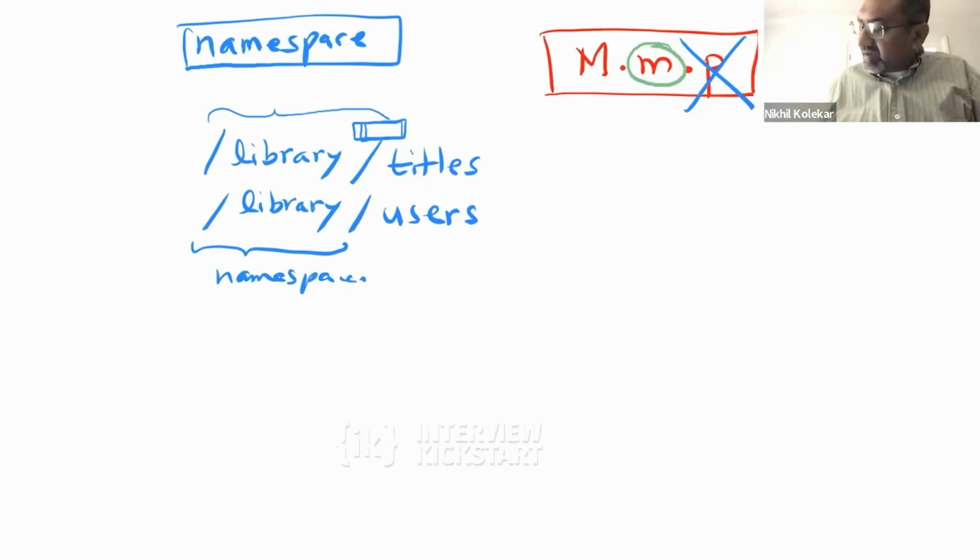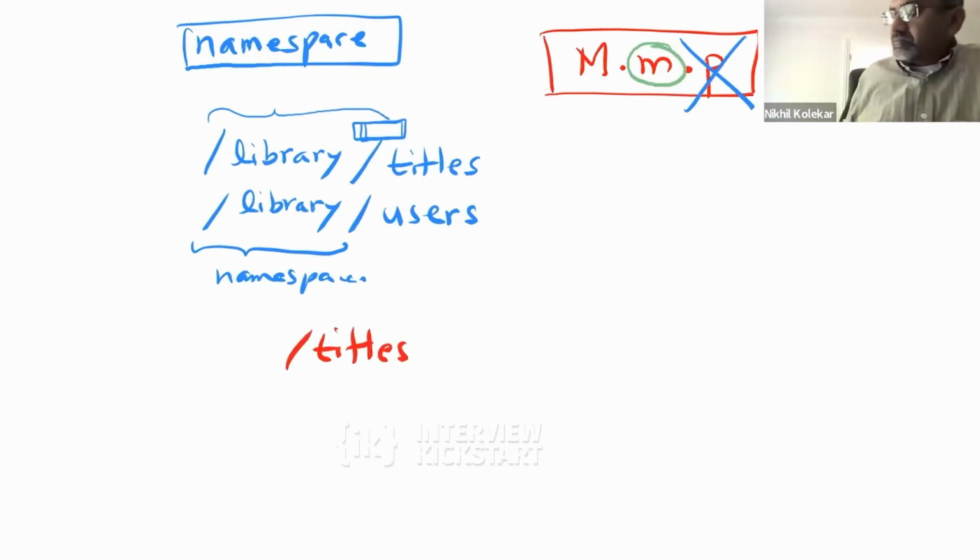Let's say I have an endpoint called titles, and titles has maybe an attribute called title label, let's say, and I drop this attribute. Is that a breaking change?